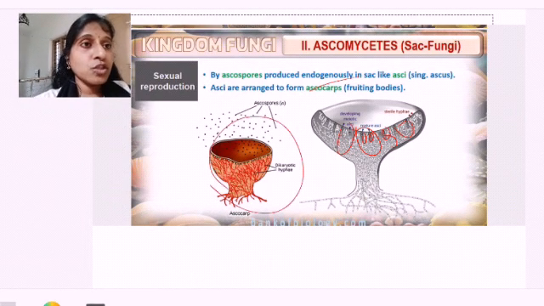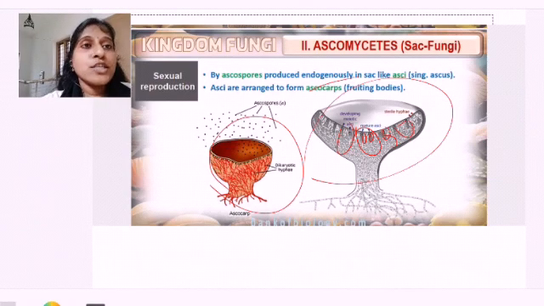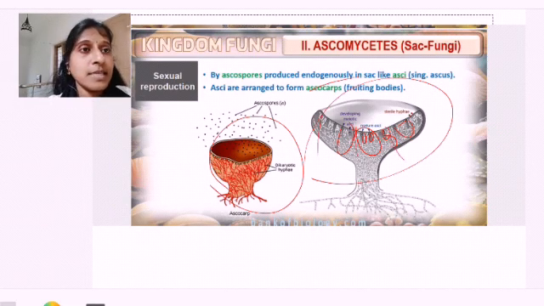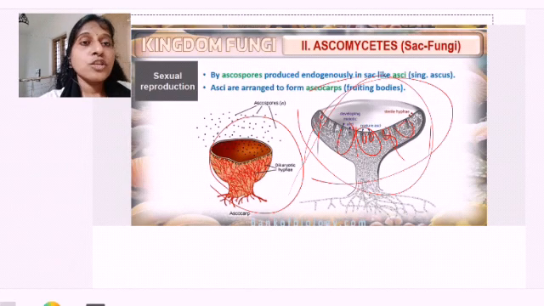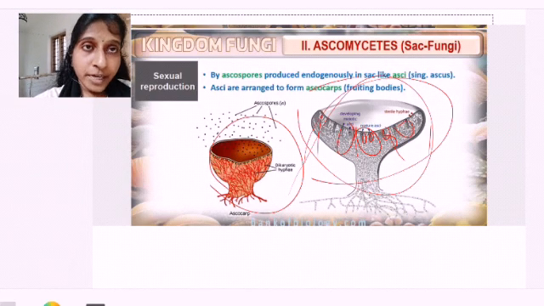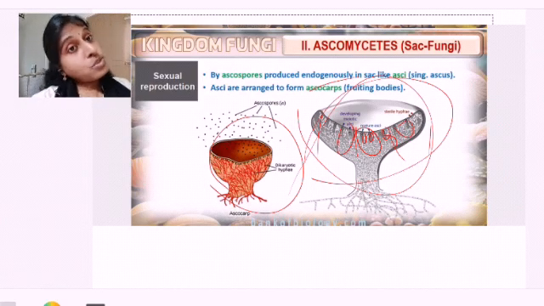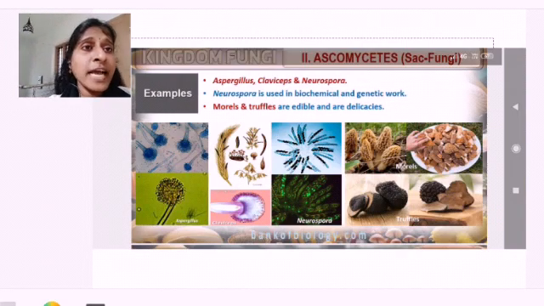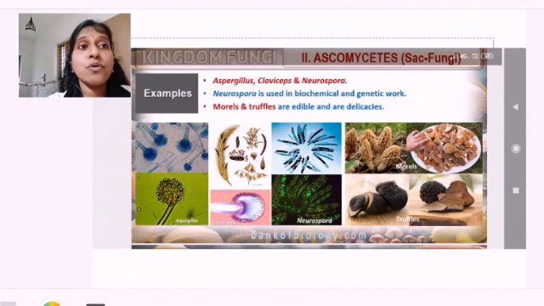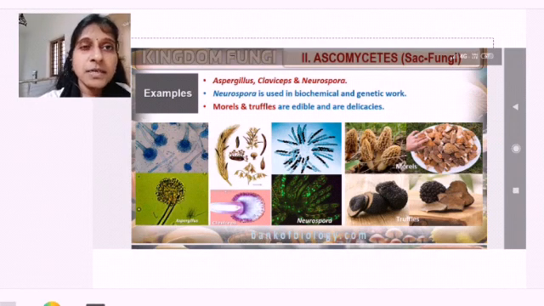Okay. So this is the structure of the fruiting body, the ascocarp. The asci are arranged to form the ascocarp, and the ascocarp produces ascospores. The spores are produced by sexual reproduction, undergoing meiosis, and they are produced endogenously inside the sac. So that is regarding ascomycetes. Examples are Aspergillus, Claviceps, Neurospora. Neurospora is used in biochemical and genetic research. Morels and truffles are edible, fungi like mushrooms.